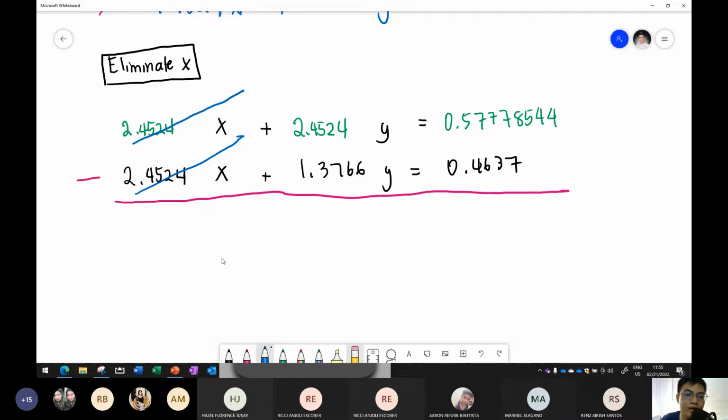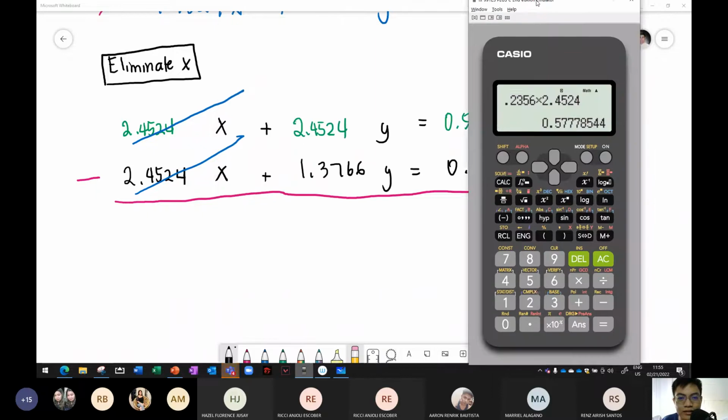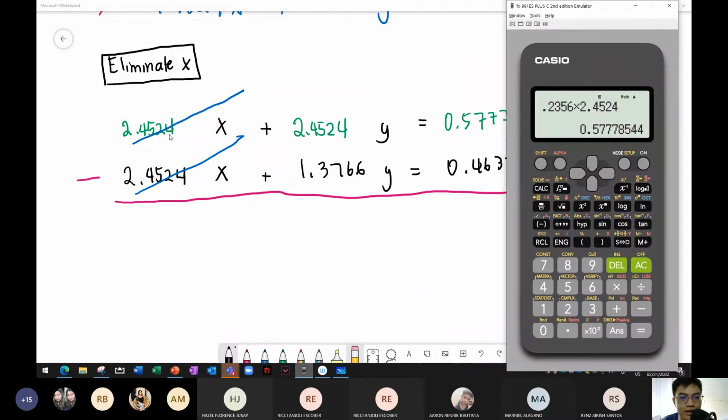Ano yung natira? Eh di y. Mas madali mag-solve na. Subtract ko lang to. Okay, na-cancel ko na yung x. O yung y naman, susubtract ko. 2.4524 minus 1.3766.